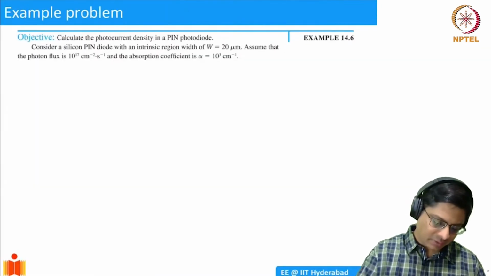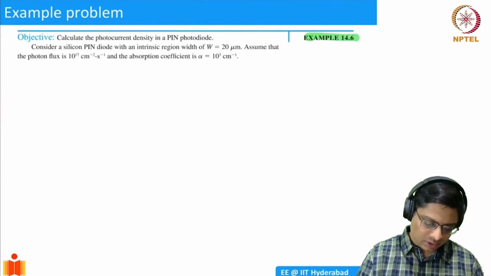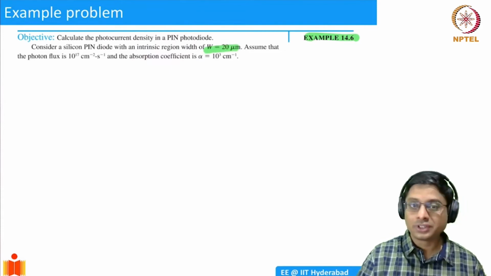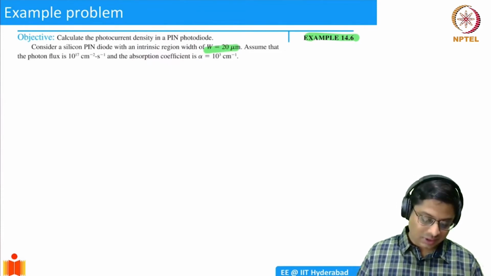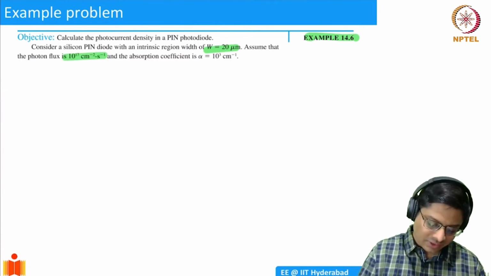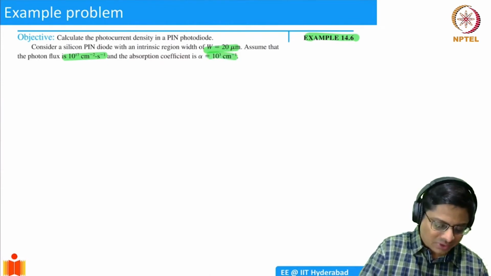So this is again from the textbook, 14.6. So a PIN diode is given to you, silicon. It has an intrinsic region of width 20 microns. That's wonderful. You have larger amount of collection capability there. Photon flux is 10 power 17. Alpha is this much. So I mean, this is just plug and chug. There's no reason for me to actually do it.